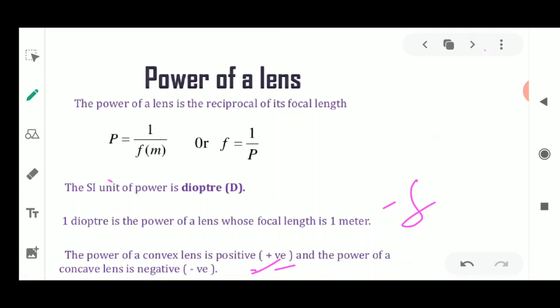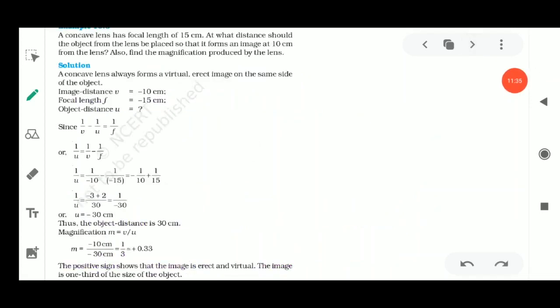From this, the light chapter is complete. We have seen the reflection and the refraction of light in this chapter. We have discussed much about it. Now it is time to solve some numericals related to this chapter. Some of the numericals I have taken from your NCERT book, and others I have taken from other books. The first numerical, which you can see here on the slide, is from your NCERT book.